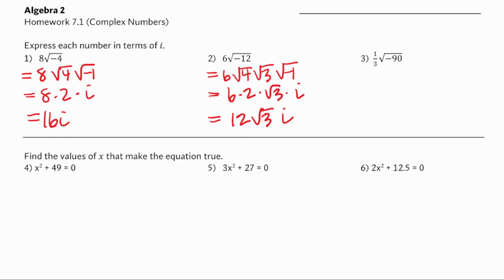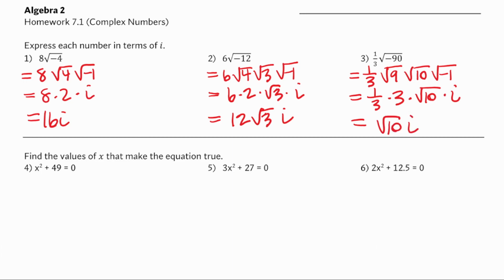And then 1/3 root negative 90. Okay, what I see that's a factor of negative 90 immediately is 9, and I know that's a square number, so I think that's all I can do. So it's going to be 1/3 of the square root of 9 times the square root of 10 times the square root of negative 1. So I'll get 1/3 of 3 times root 10 times i. So that'll be just square root of 10 times i.